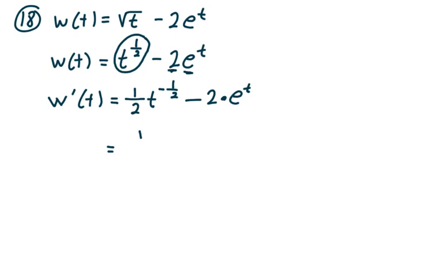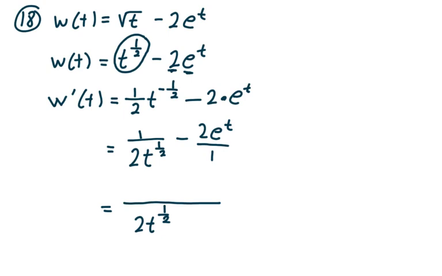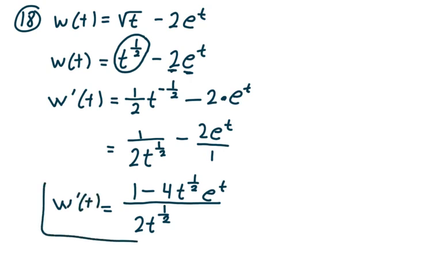And so this is 1 over 2t to the 1/2 minus 2e to the t. Now, if we get a common denominator, 2t to the 1/2 is in the bottom, and in the top, we're going to get 1 minus 4t to the 1/2 times e to the t. And that would, in fact, be the derivative of w of t. And we're done. So that's problem 18.